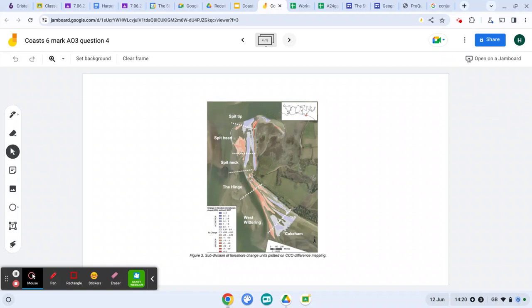So in this image, we've got the spit at West Wittering, and it's showing areas of accretion, so where the land is getting higher, and areas of erosion, where the land is getting smaller. So the first thing I've noticed is there's actually a very similar amount of erosion and accretion. It doesn't seem to me obvious that one is greater than the other.